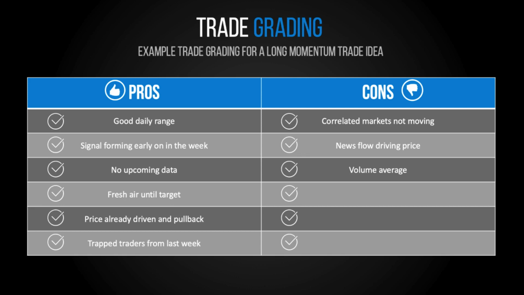We've got fresh air to our upside if we take this trade. It's all good. Cons of the trade could be something like, well, correlated markets aren't moving. So we might say we're trading one of the European indices, the others aren't moving. Well, does that mean those two are stretched? Doesn't necessarily mean the trade's off, but it could be like, well, it's not a broad move. We're not seeing the whole indices move.